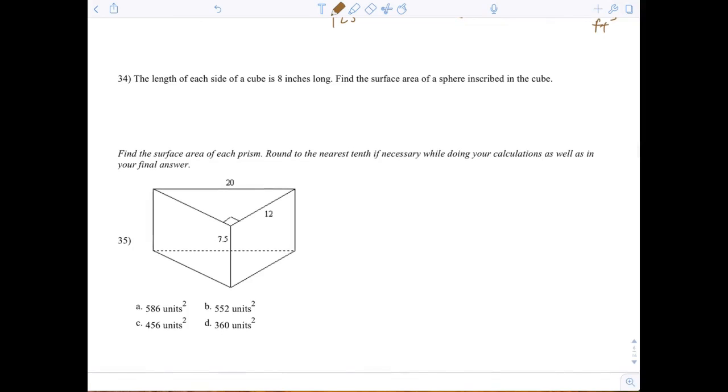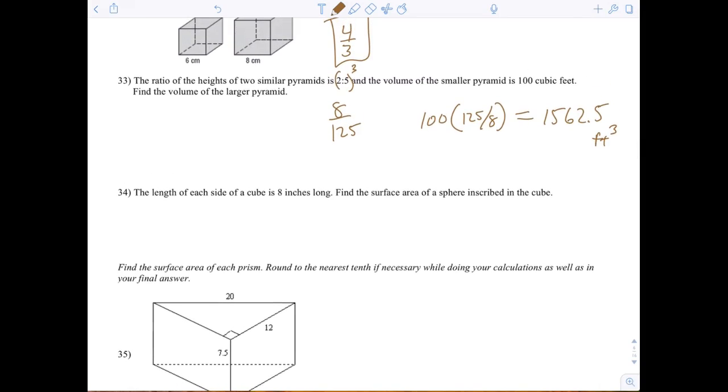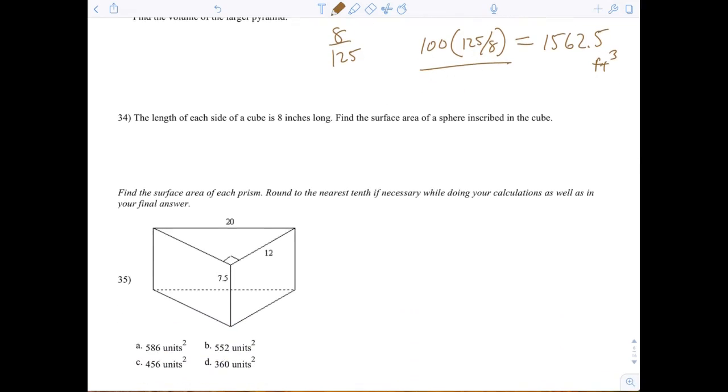Okay, the length of each side of a cube is 8. Find the surface area of a sphere inscribed. You know why, right? Well, because you're getting bigger. This one's the smaller one, so it's 125 eighths times greater. You hear me?